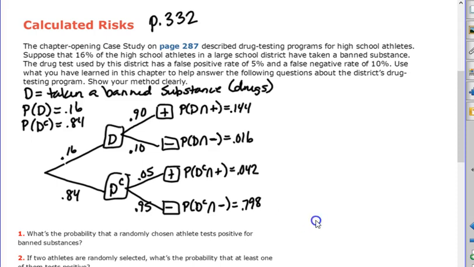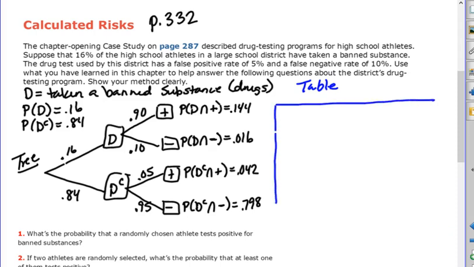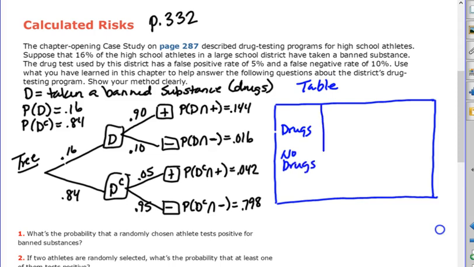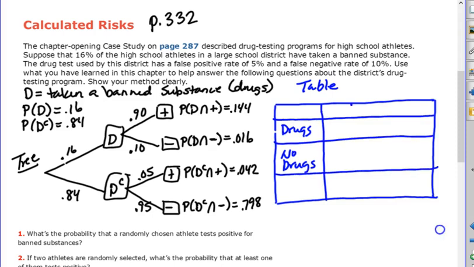Now I want to show another way to organize the same information. So this is a tree. We can also organize it using a table. And I think I'll just do that in a different color. So in a table, what we would have is two different variables. We would have one where they took drugs or no drugs, and the other column is they tested positive or they tested negative.